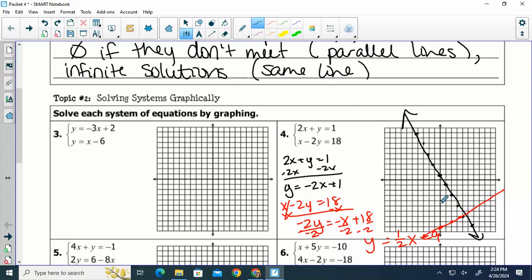Okay, and what are we looking for on this graph? Where they meet. So that point is 4, negative 7. Okay, now EOC might ask you to graph it. There is a graphing tool. They might ask you to do that. If you want to check yourself, what could we do?